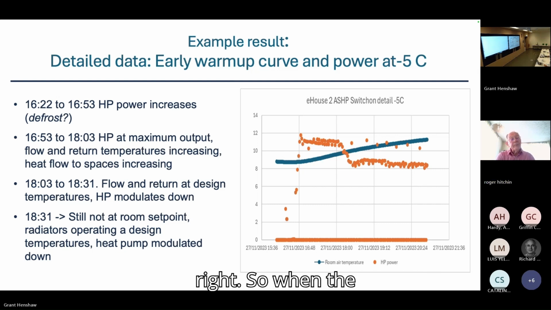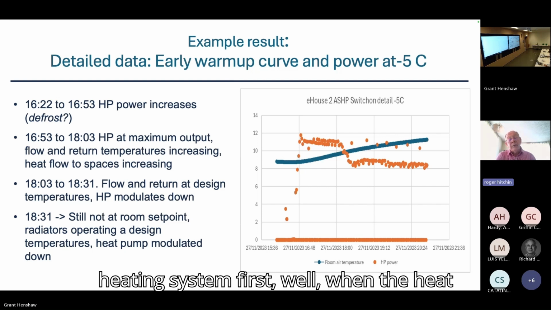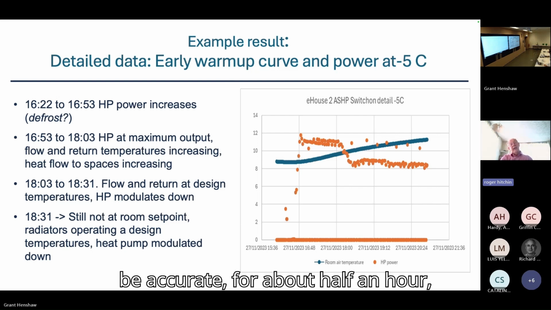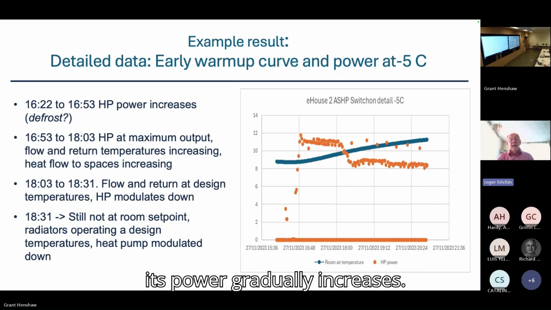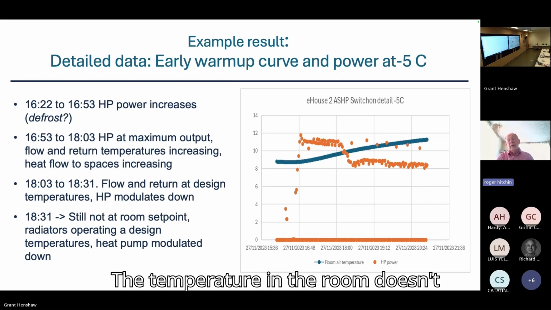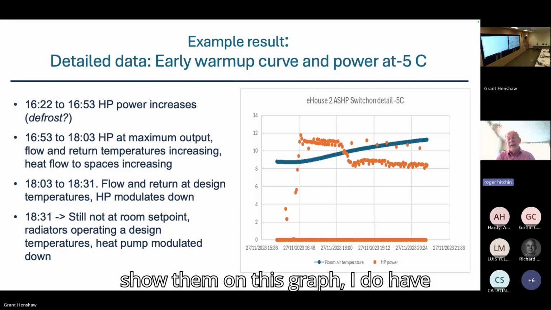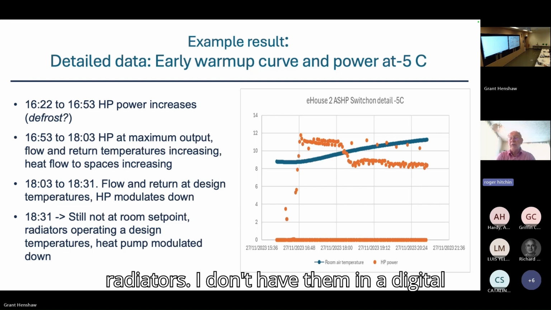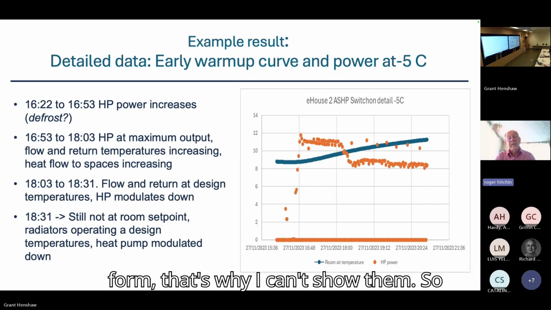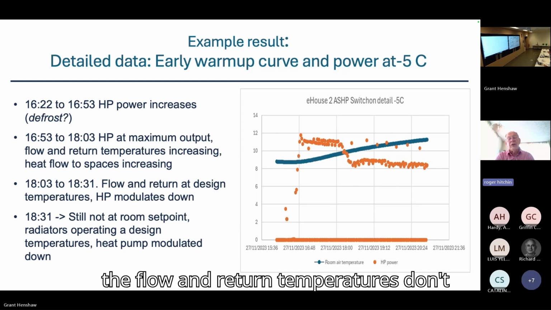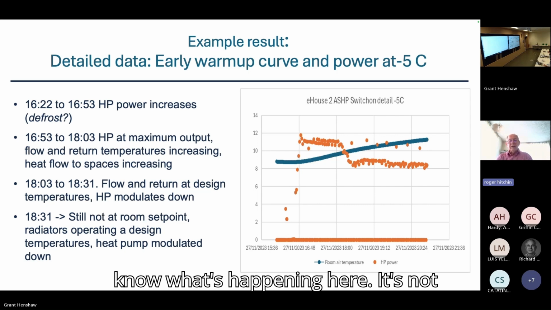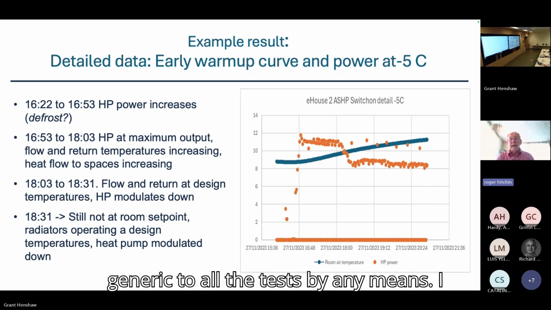So when the heat pump is first energized, to be accurate, for about half an hour its power gradually increases. The temperature in the room doesn't change very much, and although I can't show them on this graph, I do have the flow and return temperatures to the radiators. I don't have them in a digital form, that's why I can't show them. So the flow and return temperatures don't change in that period. I don't really know what's happening here. It's not generic to all the tests by any means.